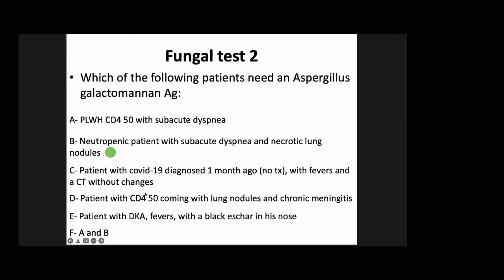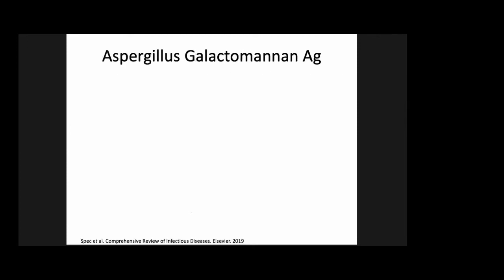Option D, a patient with HIV coming with a CD4 of 50 with lung nodules and chronic meningitis. If you're in LA or if you're in New York, this is most likely a disseminated cryptococcus. So for this disease, we don't send an Aspergillus galactomannan, and the last option is most likely a mucormycosis case. So in this case, also we don't send Aspergillus galactomannan.